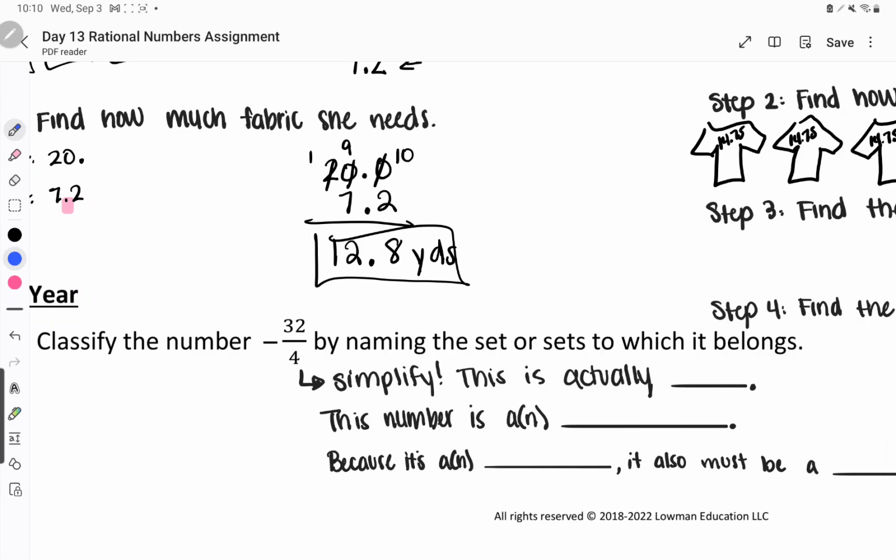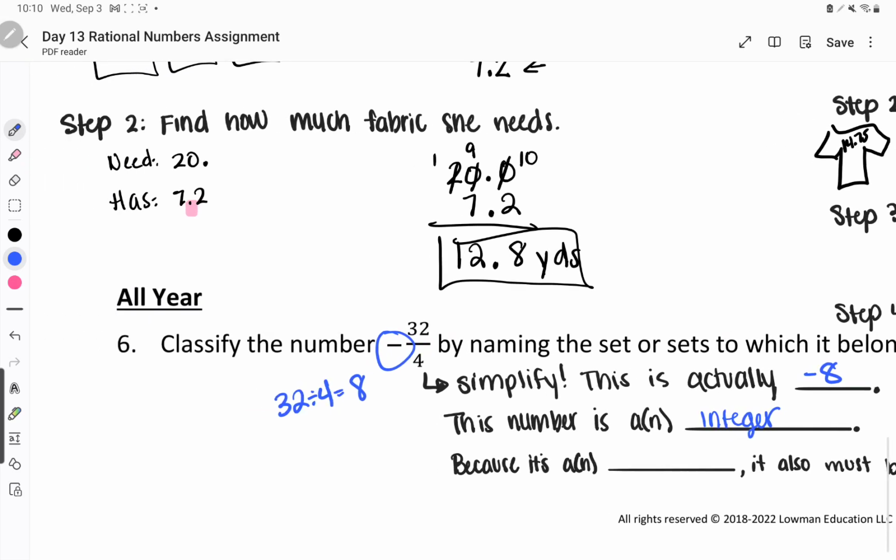All right, this one says classify negative 32 over 4 by naming the set or sets to which it belongs. So negative 32 divided by 4. Well, what is 32 divided by 4? 8. Don't forget your negative. This is actually negative 8. How would you classify negative 8? As an integer.